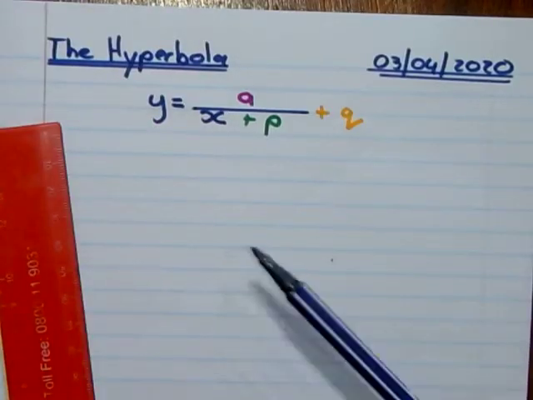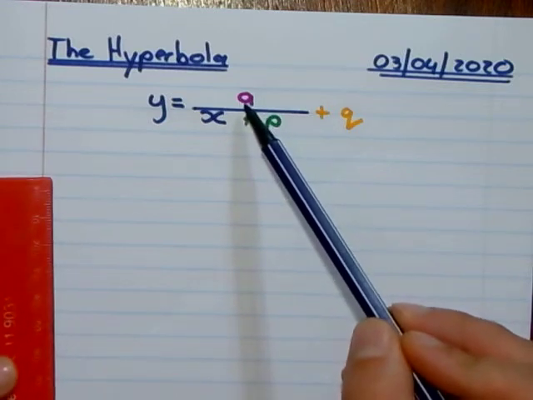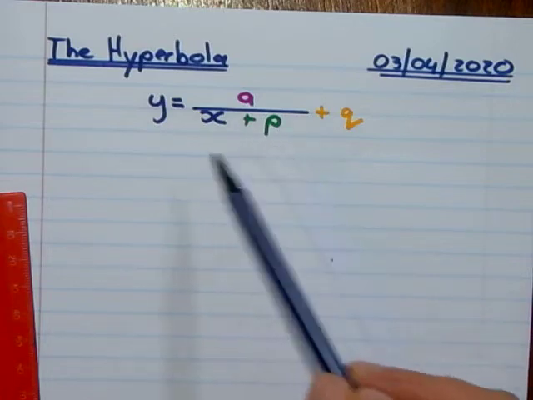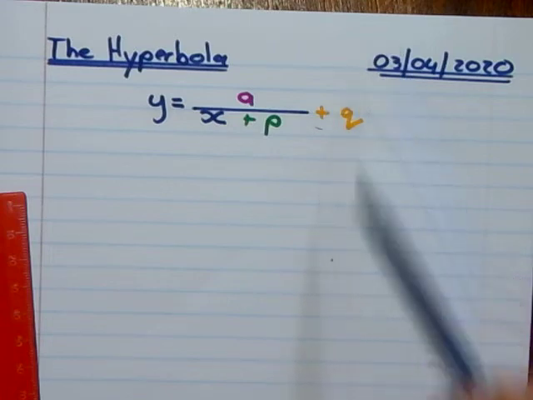We're going to look at how to sketch the hyperbola, but before we do, we can know certain things by looking at the standard form. Looking at this form, our a value shows us the shape of the graph. It tells me which quadrants it's going to lie in. The p is my horizontal shift, left or right, and my q is my vertical shift, up or down.